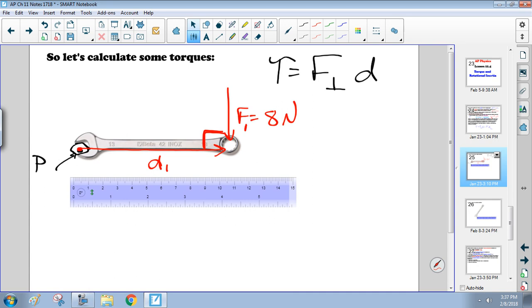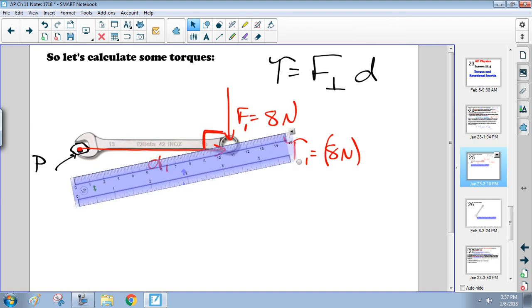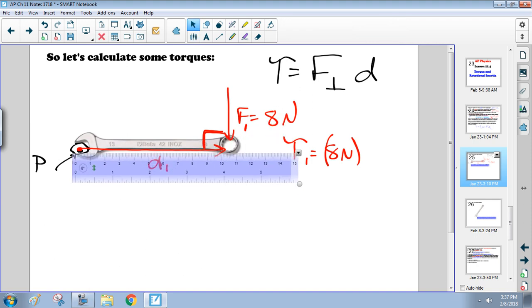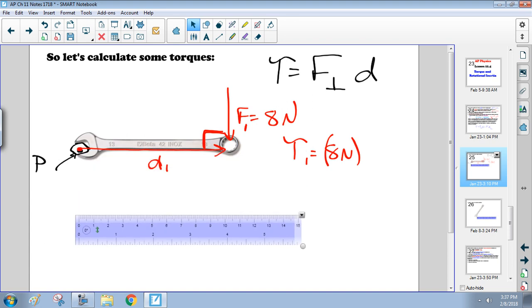Okay? And notice, in this particular example, the force that I've drawn is perpendicular to my lever arm. So to calculate this torque, it's simple. You just do force times distance. So 8 newtons times, I'm going to grab the little ruler here and measure our lever arm. It looks like it's about 10 centimeters, so we'll call that 0.1 meters.